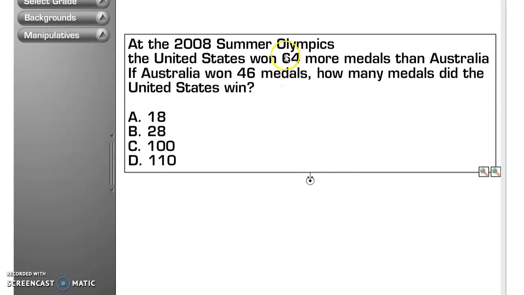Using the cubes method, I look at the numbers. I see 64 and 46. I also see 2008, but I know that that is information that we don't need to solve this problem. It's important because it is the 2008 Summer Olympics, but it's not a number that we will be using in the equation. Next, I'm going to underline the question: how many medals did the United States win? And our clue word is more, because I know the United States won 64 more than 46.